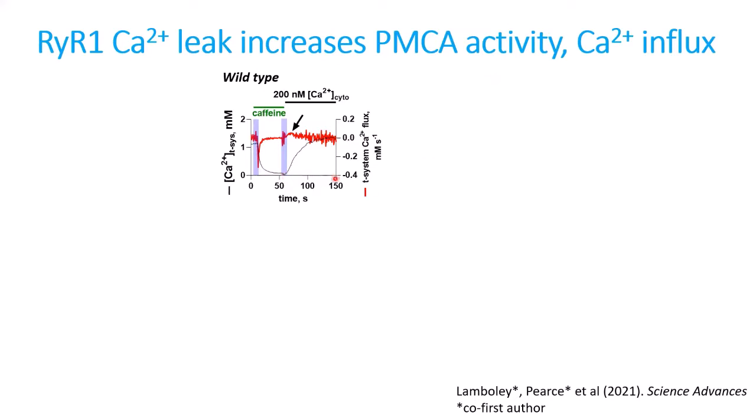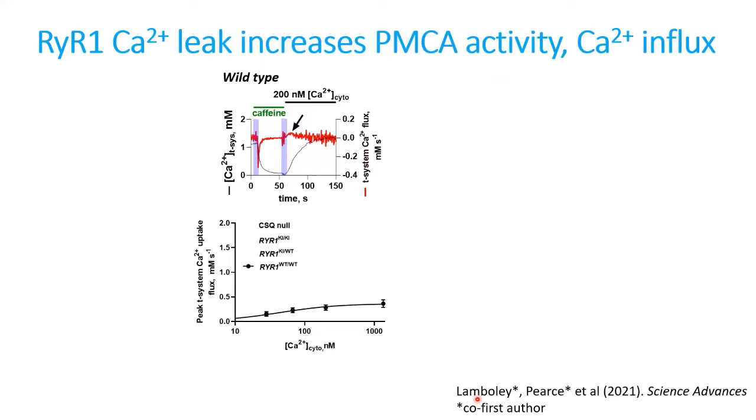And here's the same experiment I showed you to detect leak, but in this case we use the T system calcium transient. We derive the flux rate. In this case, it's the wild type in the presence of 200 nanomolar calcium. And if we check that across a range of cytoplasmic free calciums, you can see here the peak T system uptake flux in millimolar per second. And we see in the heterozygous mice, this rate is increased. Homozygous mice increased further. And in the calsequestrin null, we see the highest rate of T system calcium uptake.